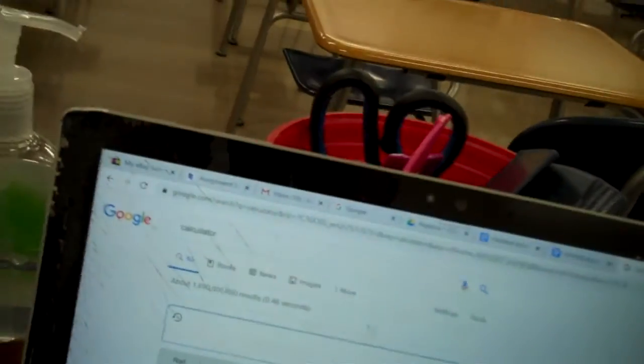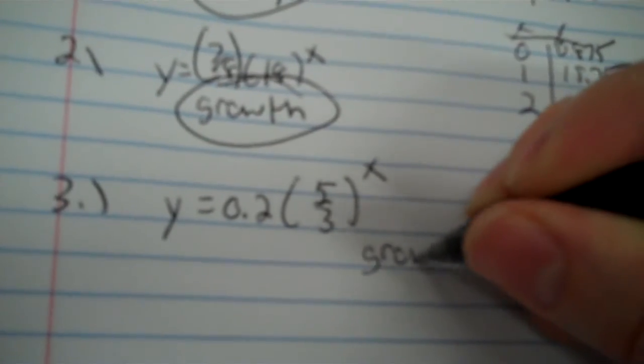Okay, next one, 0.2 parentheses 5 divided by 3, close it, xy power, and you're going to go 1. Okay, 0.33. I want to go to the power of 2. Okay, 0.55. Now that's growth. It's getting higher. Not a lot higher, but it's still growing, so that's growth.